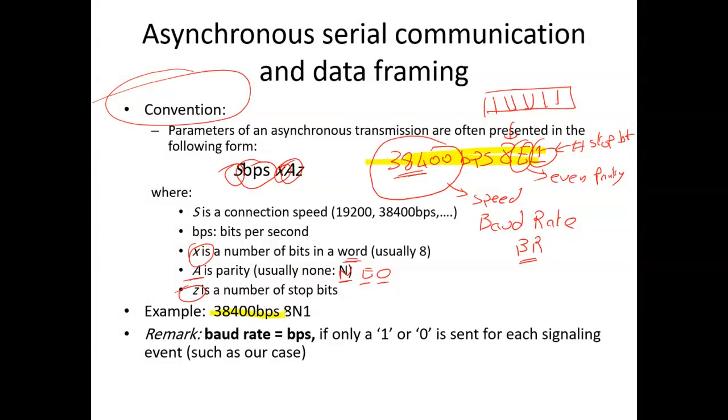Here we have another example. What is the difference? Here we have the speed, this is the baud rate in bits per second. And here n is the length of the data. And here we are using N for the parity, which means we are not using parity. And 1 here is the number of stop bits.